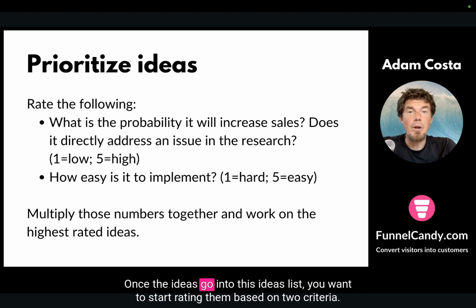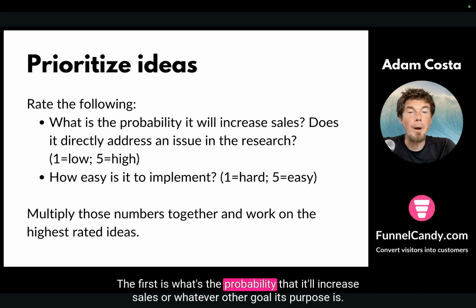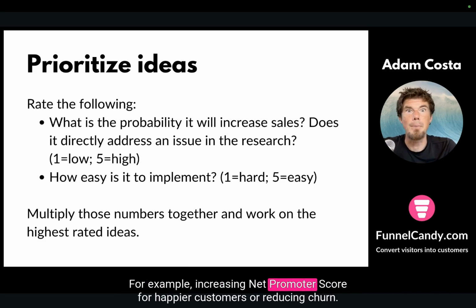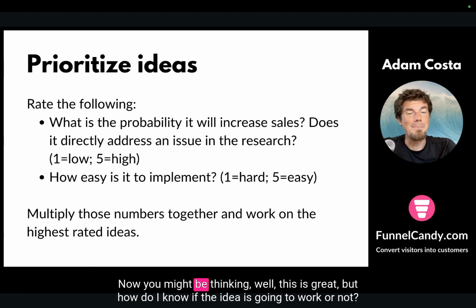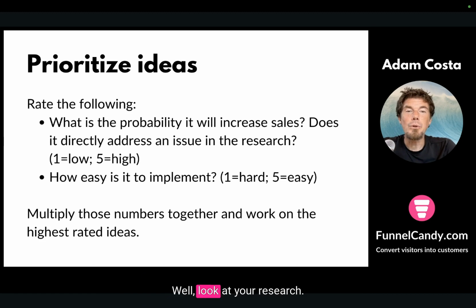Once the ideas go into this ideas list, you want to start rating them based on two criteria. The first is, what's the probability that it'll increase sales or whatever other goal its purpose is? For example, increasing net promoter score for happier customers or reducing churn. You want to identify what's the main goal and then score it based on the likelihood that this idea will work. Now, you might be thinking, well, this is great, but how do I know if the idea is going to work or not? Well, look at your research.